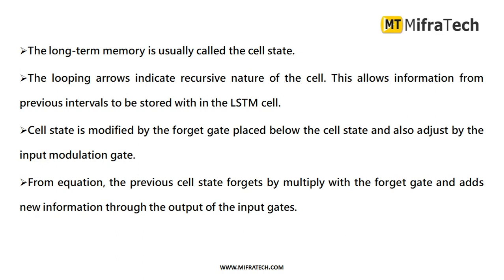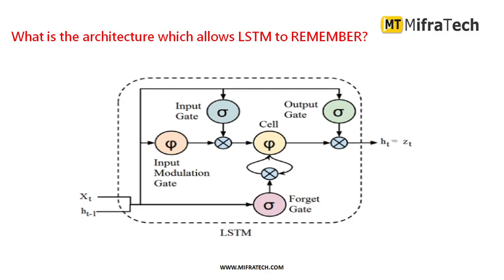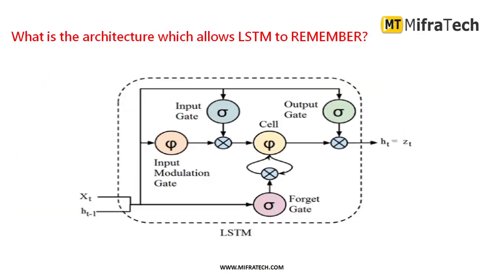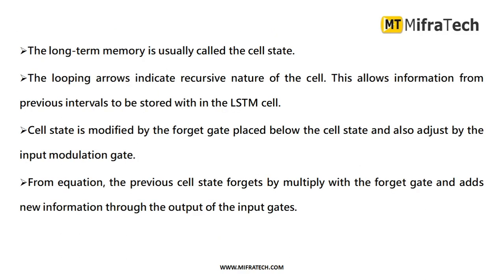The cell state is modified by the forget gate placed below the cell state, and it's also adjusted by the input modulation gate. If some information is to be forgotten, that is done by the forget gate. If you want to make any modification, that can be done by the input modulation gate. From the equation, the previous cell state forgets by multiplying with the forget gate and adds the new information through the output of the input gate. For each of the input, output, input modulation and forget gates, there are sigmoid functions or equations. According to those, the weights will be modified and forgetting and remembering will happen here.